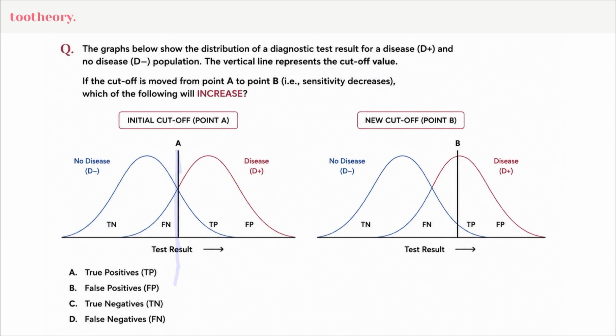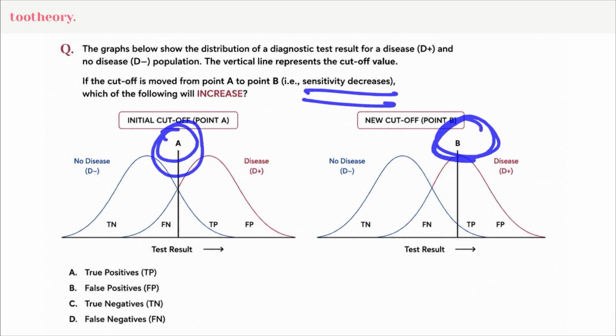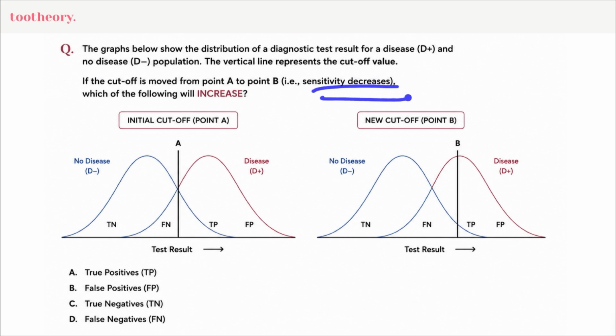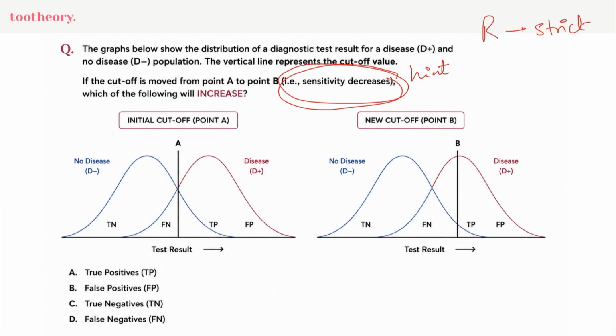And if the cutoff is moved from point A to point B, that means the sensitivity decreases, as we saw from our cheat sheet right here. So if the sensitivity decreases, which of the following will increase, right? In the questions you won't really get this hint that I have put right here. This is just to make you understand, but you should know that if the curve is moving towards the right, that means it's becoming more strict, which means that the sensitivity will decrease.